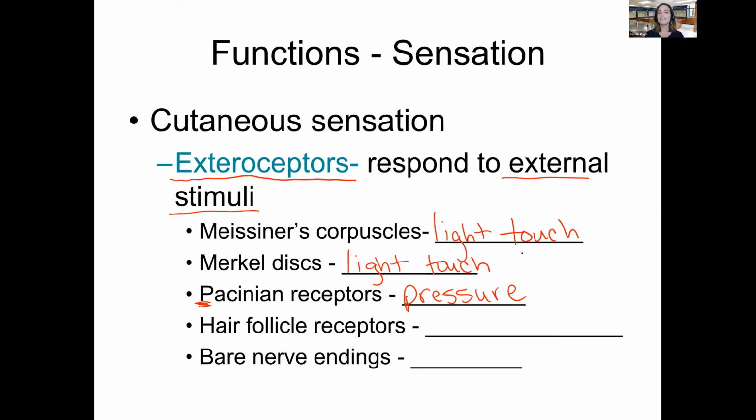So this is how you're going to pick up things like wind. Wind usually does not have enough pressure to activate a Meissner's corpuscle or a Pacinian receptor, but it causes your hair to blow. It causes the hair on your arms to move or the hair on your legs. So this is going to pick up wind. It is also going to pick up pests.